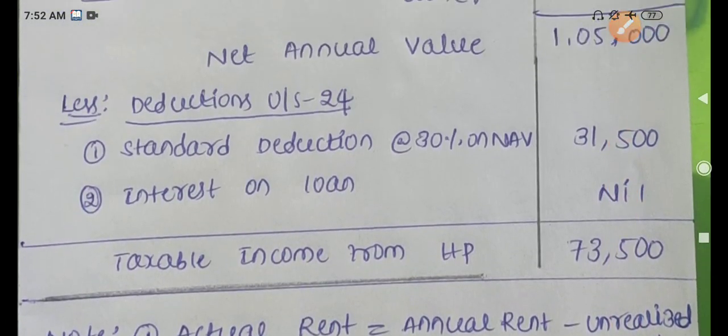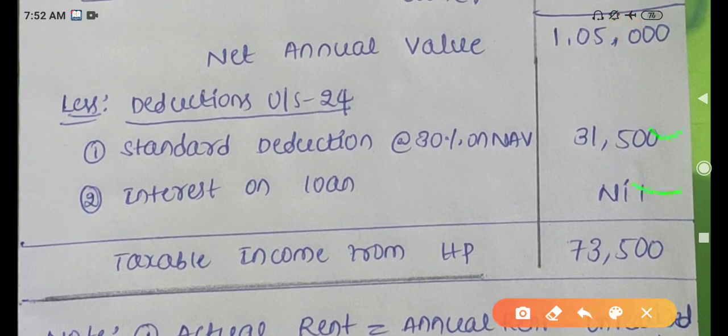31,500. And next, interest on loan. So interest on loan is also one deduction under section 24. When does interest on loan come under this? If the house owner has taken any loan for the construction of house property, or for the purchase or for the repair of house property, then the interest on loan will come here. Now in the question, no loan is taken, so the interest on loan is nil.